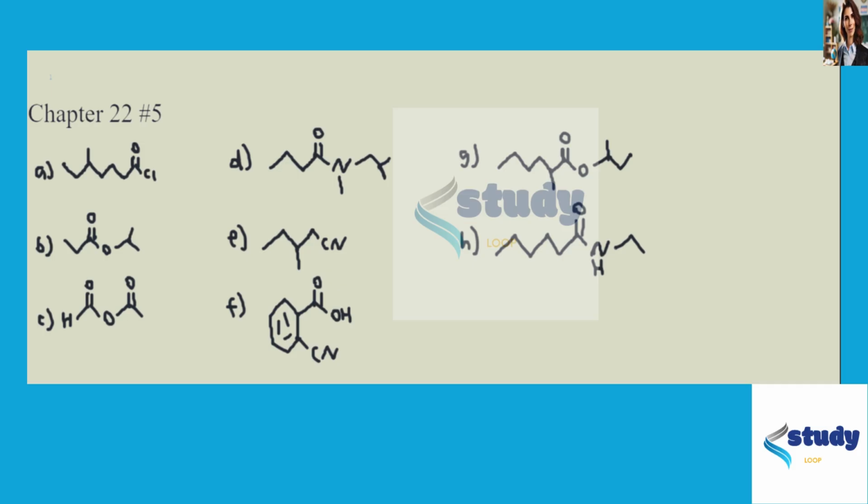There's N-ethyl hexanamide. And again, if you need to review any of these rules or practice, table 22.2 has a good summary of the rules for naming carboxylic acid derivatives. And that's the answer to chapter 22, problem number 5.